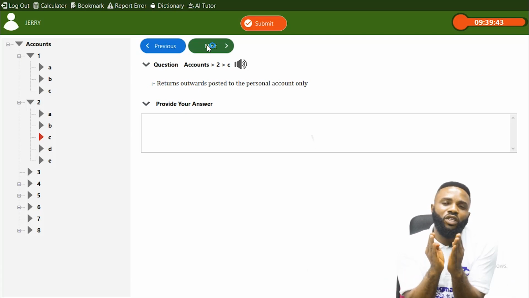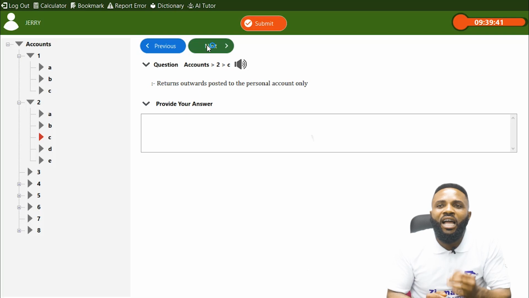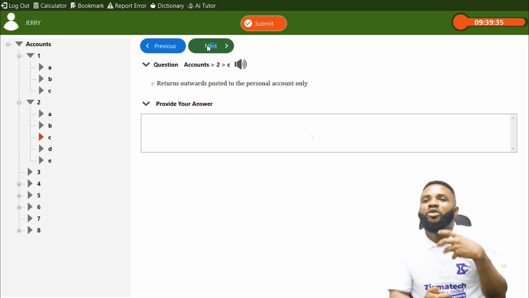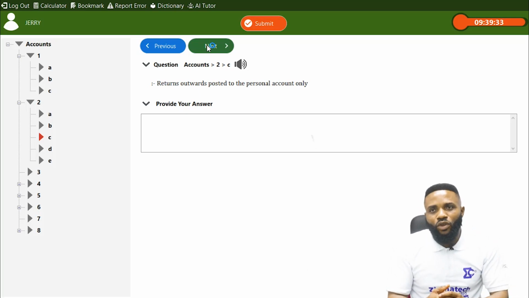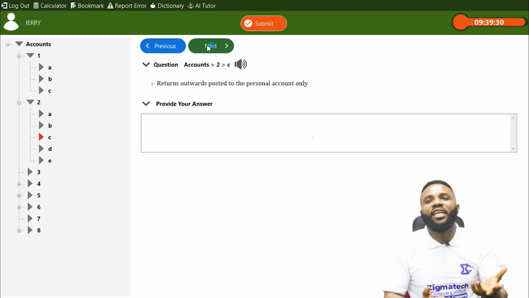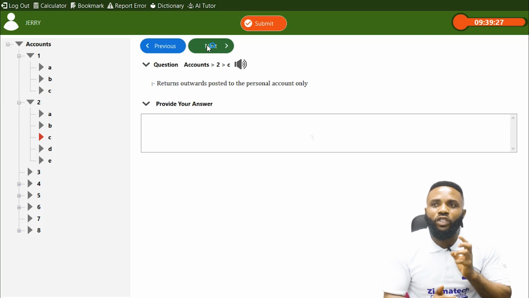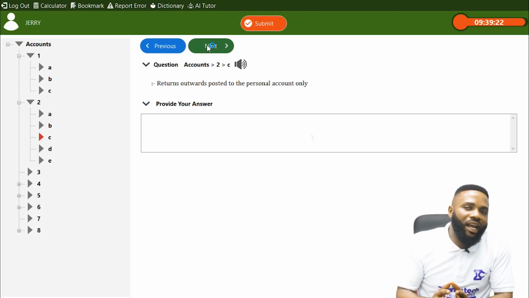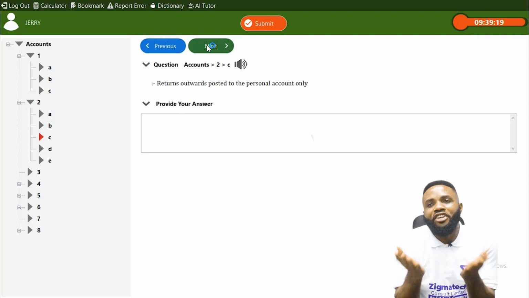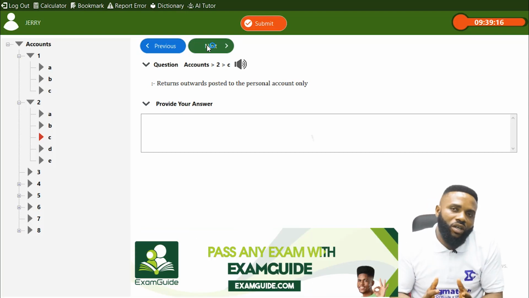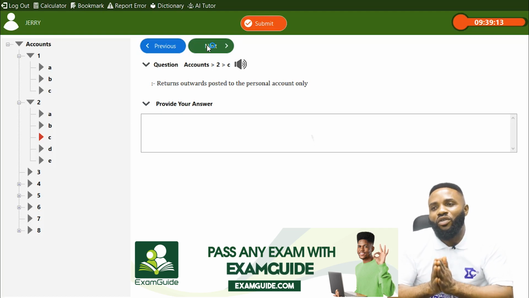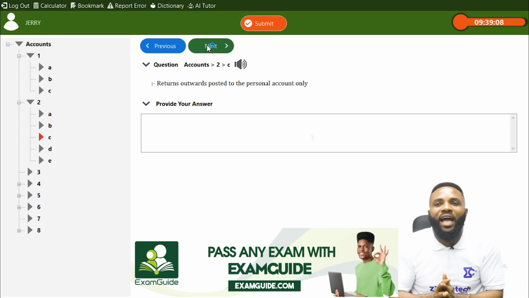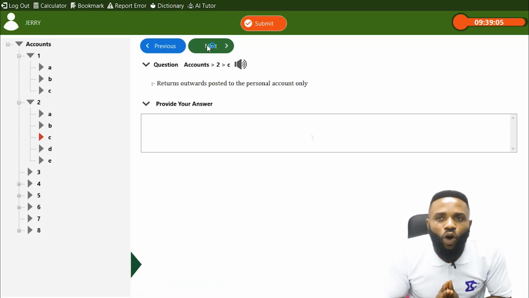Now, return outwards posted to the personal account only. This is where I'm going to spend some time to explain. Return outwards. What is return outwards? Return outwards has to do with goods returned back to your supplier. You have gone to buy some items, and then taking the items to the destination of your business, you discover that some of the items are substandard in nature, or they have some faults. Such an item cannot be sold in your business. You have to send it back to the supplier. So when these items are sent back to the supplier, that process is what we call return outwards.